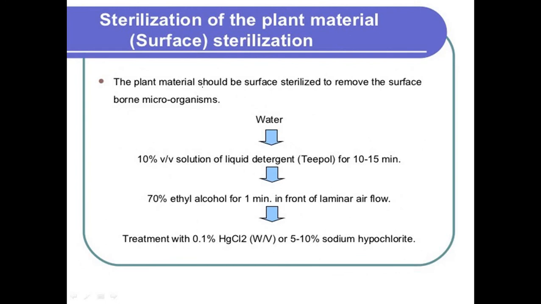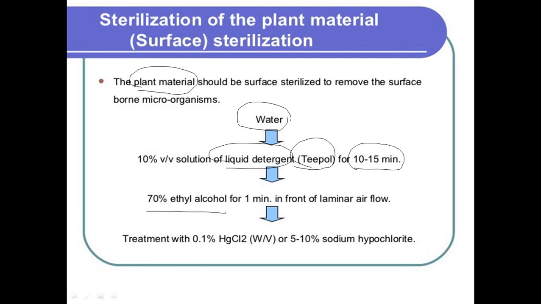Then sterilization of plant material is also important, as it can carry microbes. So firstly we have to rinse it with water, then with liquid detergent. At lab level Tipol is used. This is a mild detergent. For this, we soak the tissue in a 10% solution for 10 to 15 minutes. Then afterwards 70% alcohol for 1 minute, in front of the laminar airflow cabinet, and treatment with HgCl2 or sodium hypochlorite can remove the microbes from your plant material, that is the explant.